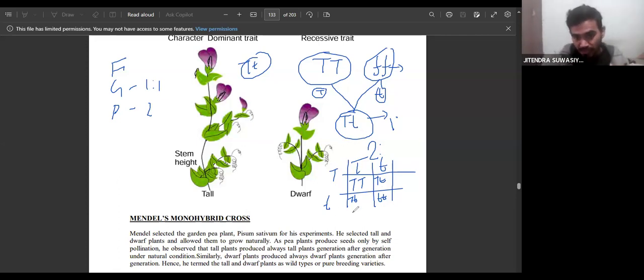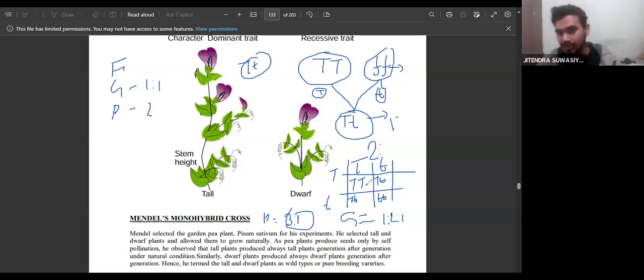In the four plants, the genotypic ratio was 1:2:1, and the phenotypic ratio was 3:1. So after crossing the F1 generation, he found two homozygous with different alleles, and he found two heterozygous.